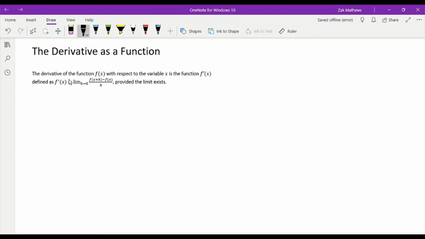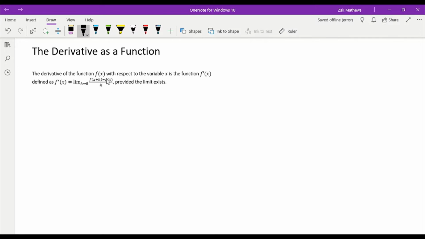The derivative of a function f of x with respect to the variable x is the function f prime of x, with a little apostrophe on that, defined as f prime of x equal to the limit as h goes to 0 of f of x plus h minus f of x, all over h, provided the limit exists. So right away this should be jumping out at us.